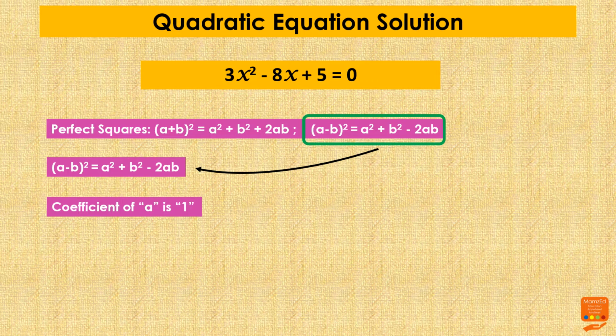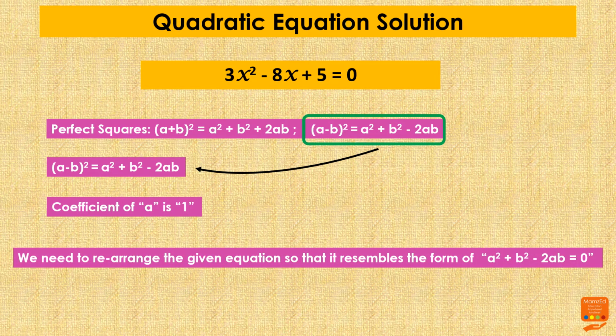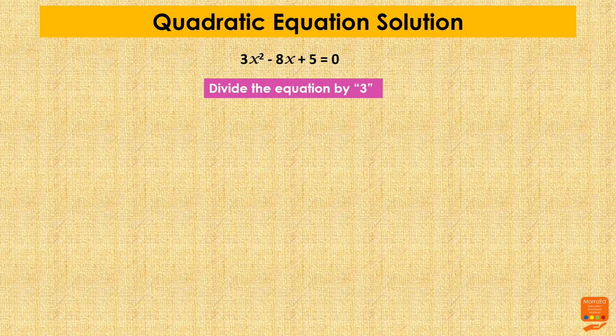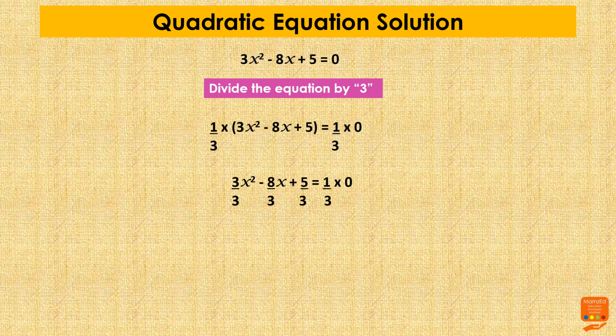In order to make our given equation resemble more a squared plus b squared minus 2ab, we need to rearrange the equation so that the coefficient of x squared is 1, not 3. So let's try to do that. Let's divide the entire equation by 3 so that we get rid of the coefficient 3. Once we do that, we get x squared minus 8 by 3x plus 5 by 3 is equal to 0.